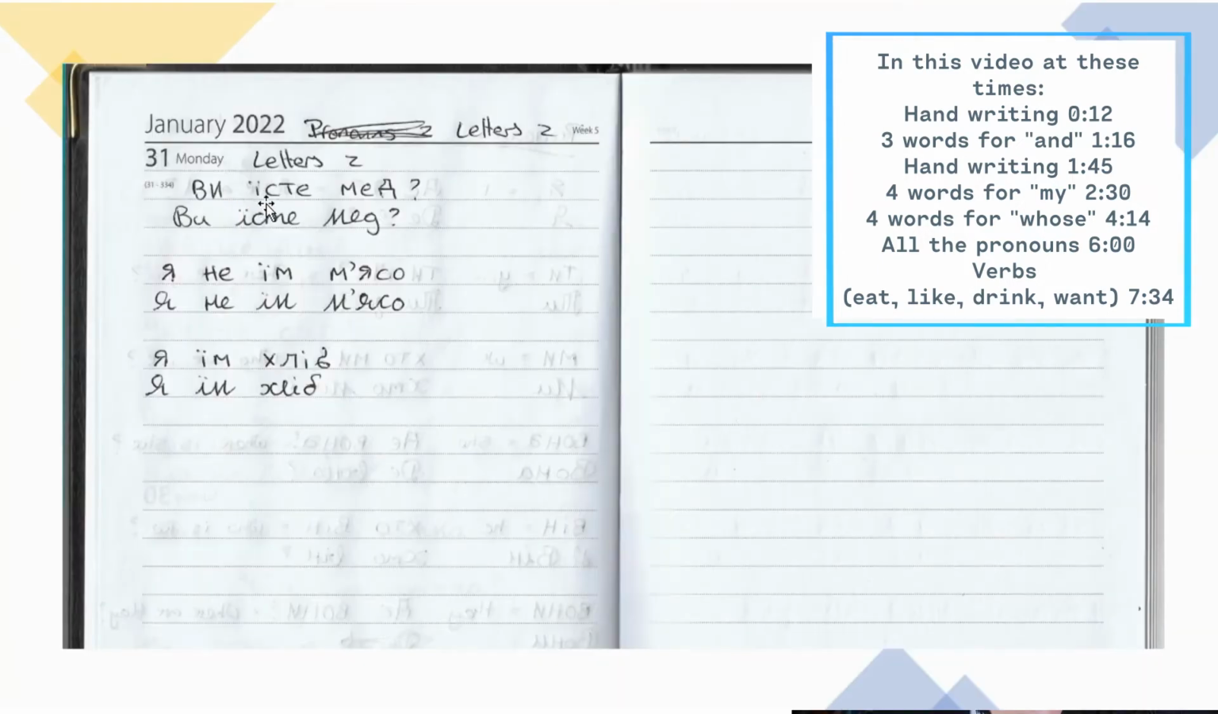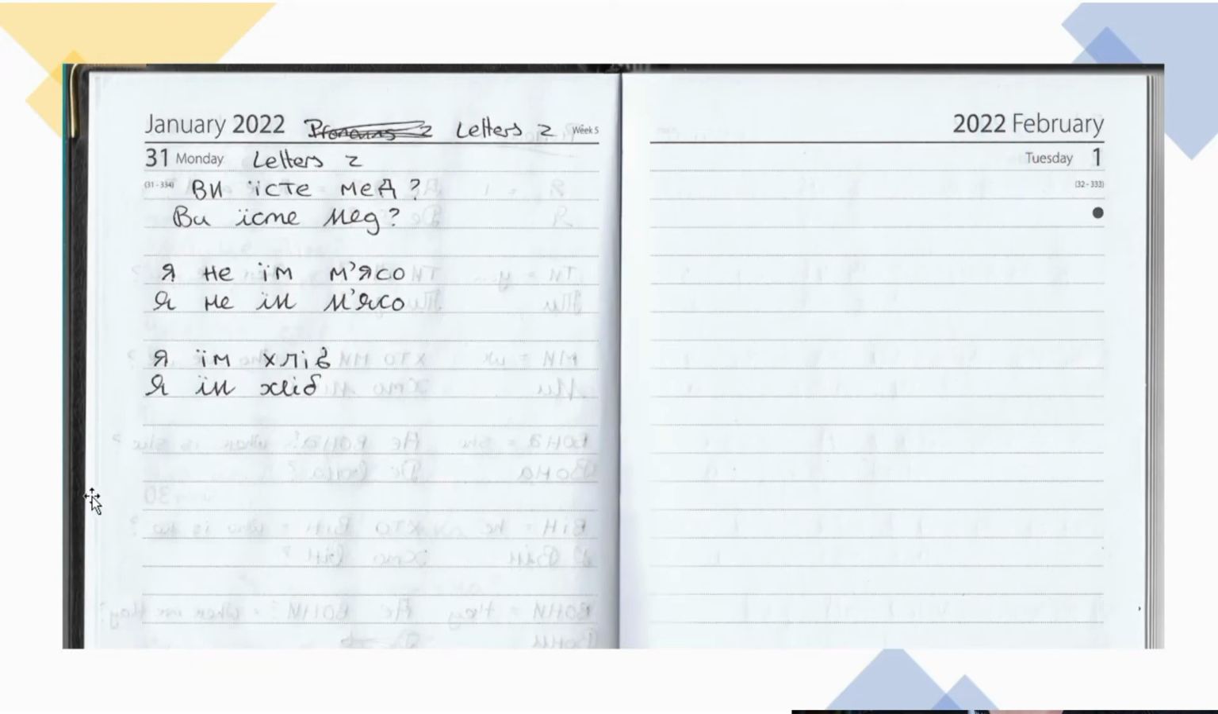We've got vi, yishte, med, which is do you eat honey? Ja ne yim miaso, I don't eat meat. Ja yim chlib, I eat bread. So we've got yishte, you eat, and yim, I eat.